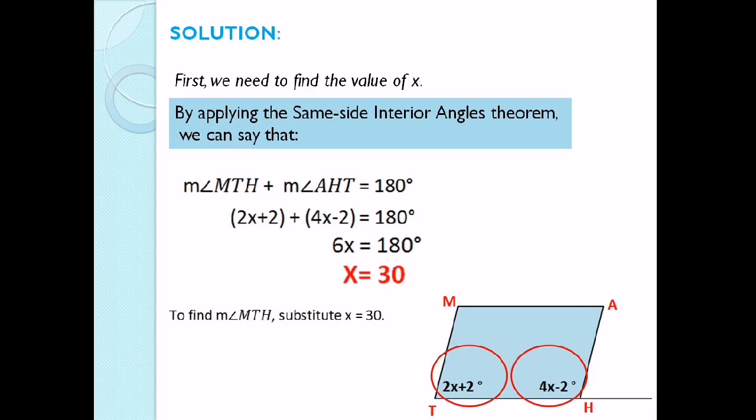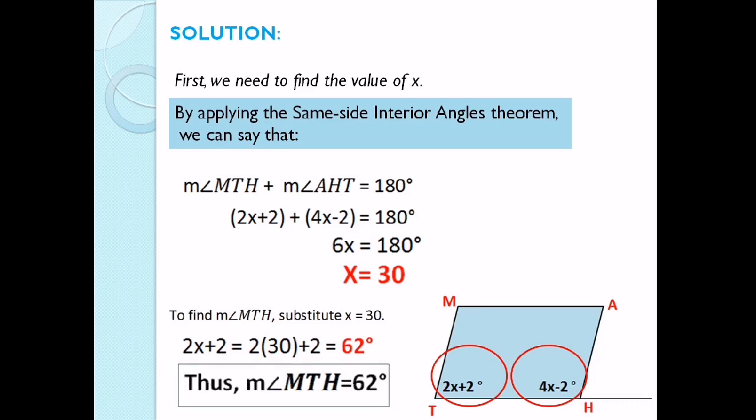So, ngayon, nahanap na natin yung value ng x. So, to find measure angle MTH, we just substitute x equal to 30. So, ang inyong angle MTH ay 2x plus 2. So, 2 times 30 plus 2. So, 2 times 30 is 60 plus 2 is 62 degrees. Thus, measurement of angle MTH is 62 degrees. So, I hope that you learned something regarding properties of parallel lines cut by a transversal.